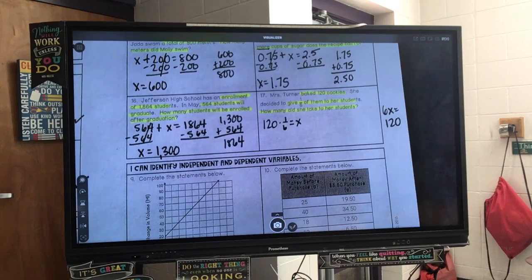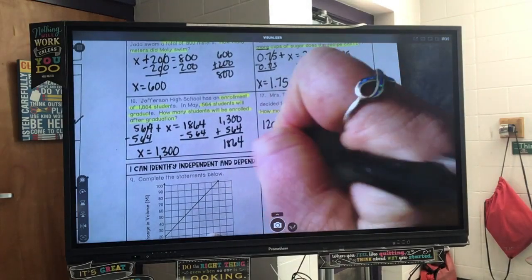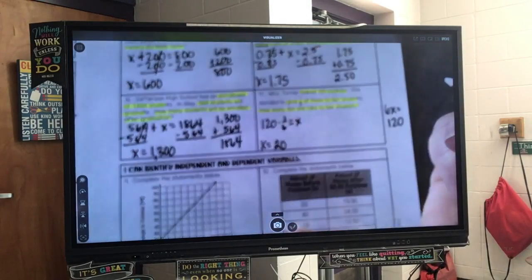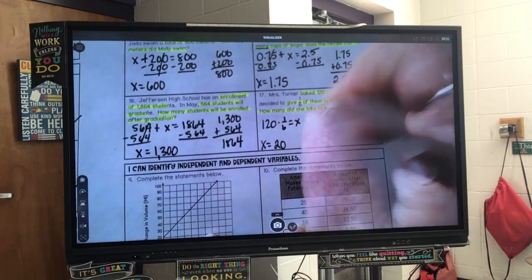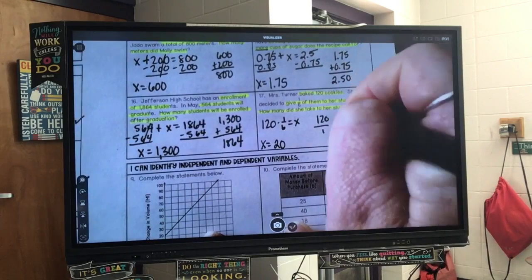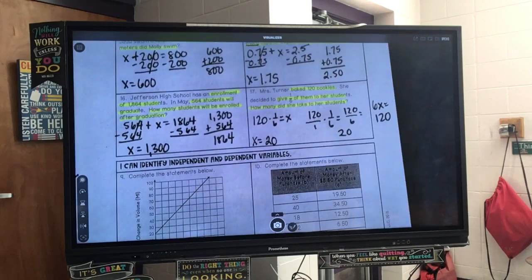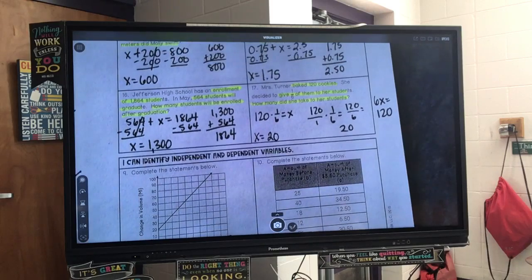Alright. What was your answer? What did x equal? X equals 20 cookies. And then how do we check? Well, I guess 20 times 6. Guess I just needed to show my work, sorry. Alright. Questions about that one? I know that one was a little bit different.